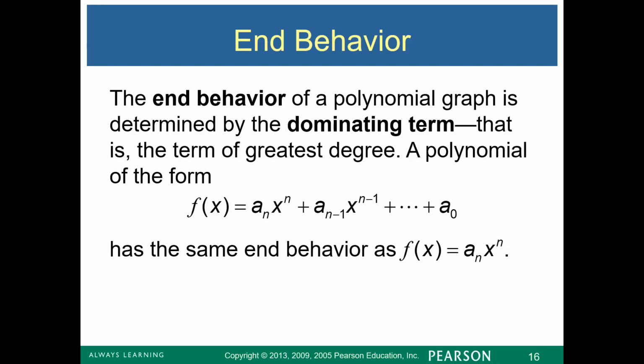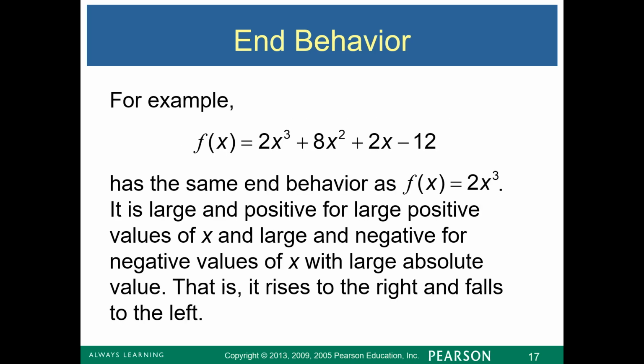So we have this. Now you understand the dominating term, right? The term of greatest degree is the dominating term. Now for this polynomial, what is the dominating term? What is the term with the greatest degree? Is that 2x cubed?